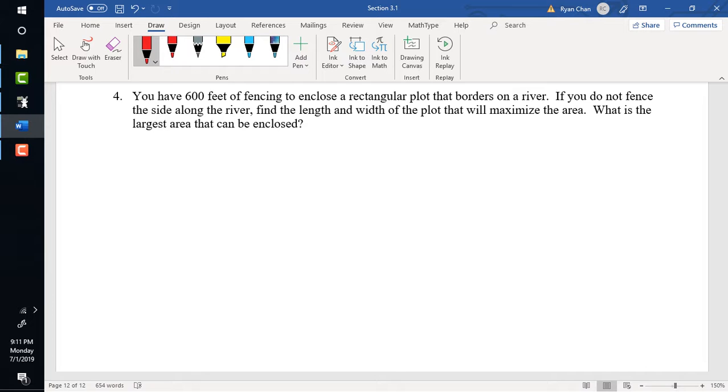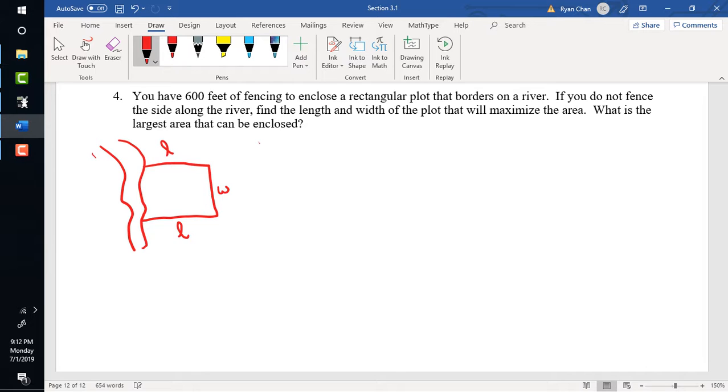So let's draw the situation, right? So I have it borders on a river, right? And I have some plot of land that I want to encase, and then there is a river like the following. Okay, so let's understand, right? So I have my two lengths or two widths, depending on the picture you draw. This is kind of irrelevant, but don't worry too much about this here. Okay, so I have two lengths and a width, and I have 600 feet of fencing.